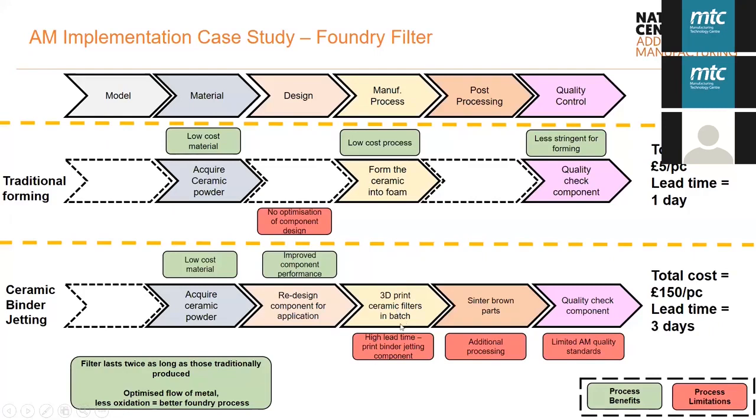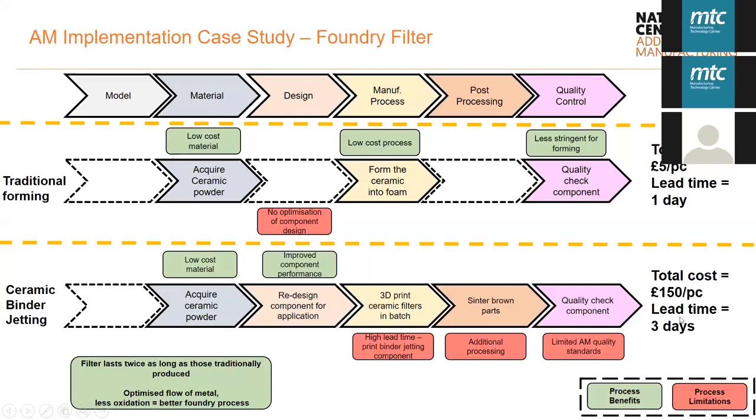I then 3D print the ceramic filters in batch, with some process limitations because there's higher lead time for that process in comparison to the ceramic forming process. I'll have to sinter my parts because it's a ceramic binder jetting process. So again, it's some additional processing there. And then finally, my quality check is going to be a lot more limited because of the less standards available there for quality inspection. So again, that's a negative.